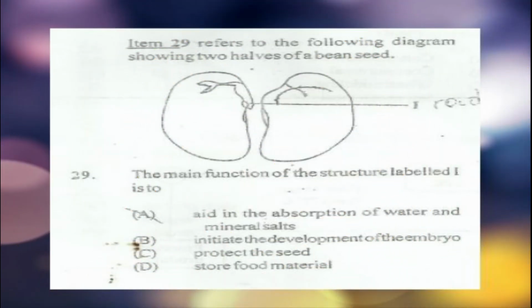Question 29. Item 29 refers to the following diagram showing two halves of a bean seed. The main function of the structure labeled I is to A. Aid in the absorption of water and mineral salts, B. Initiate the development of the embryo, C. Protect the seed, D. Store food materials. The answer is A. Aid in the absorption of water and mineral salts. Of course, I is the radicle. The radicle will eventually develop into the root of the plant.